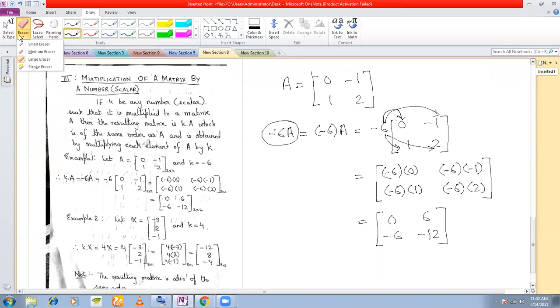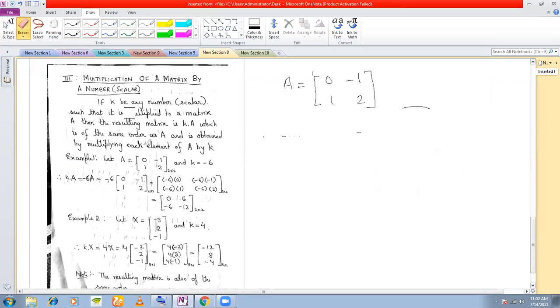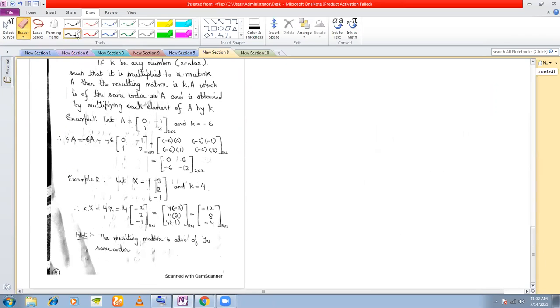Okay, let us take another example where the matrix is not a square matrix. Let us take the matrix X is equal to, say, minus 3, 2, minus 1. This is a rectangular matrix. Okay, what is the order of this matrix? 3 by 1, because it has 3 rows and 1 column.